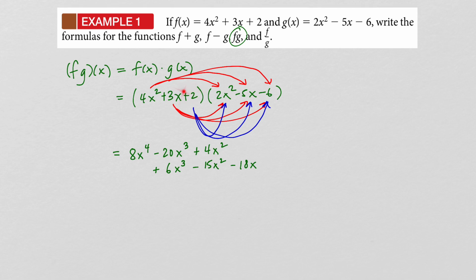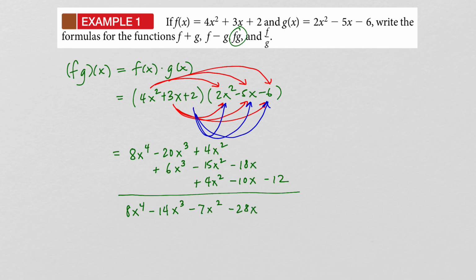And then we have the last number here, positive 2, gets multiplied to each one of these as well. 2 times 2x squared is positive 4x squared. 2 times negative 5x is negative 10x. And 2 times negative 6 is negative 12. And then we're just going to add all these up. So we end up getting 8x to the fourth minus 14x to the third minus 7x squared minus 28x minus 12.